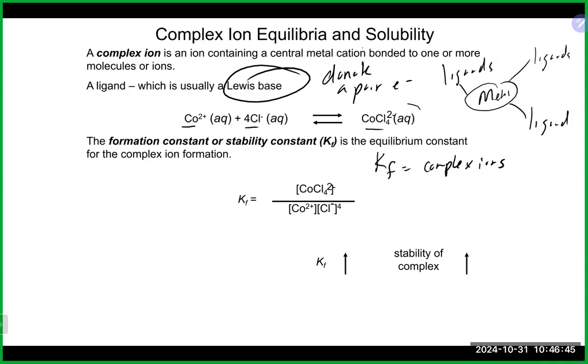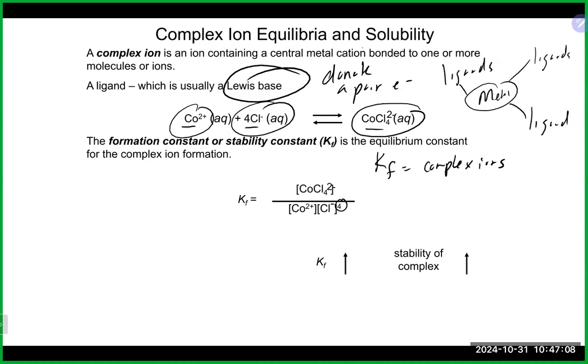It's the same deal. We're going to take products divided by reactants. We also need to take our coefficient and use it as our exponent. When the Kf value is large, that means we have a lot of complex ions, and the equilibrium will go to the right-hand side, and the complex ion will be formed.